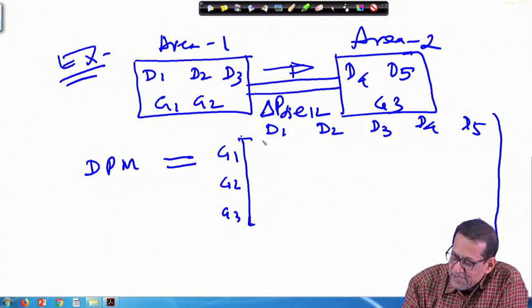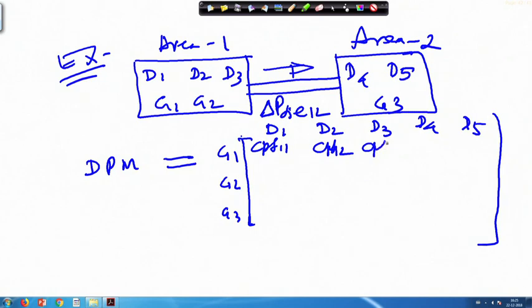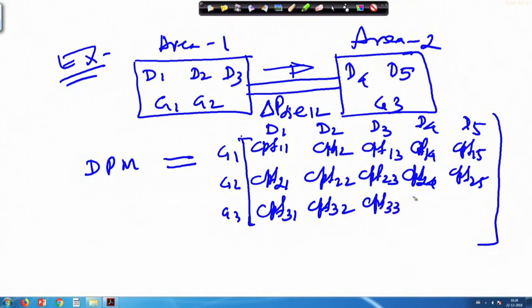Then you make CPF 11, then CPF 12, then CPF 13, then CPF 14, then CPF 15, right. Then in this row you also make CPF 21, CPF 22, CPF 23, CPF 24 and CPF 25, right. And then the last one, CPF 31, CPF 32, CPF 33, CPF 34 and then CPF 35, right, and 5 discos are there.